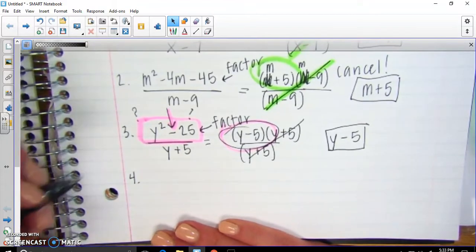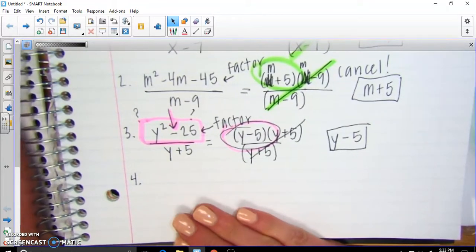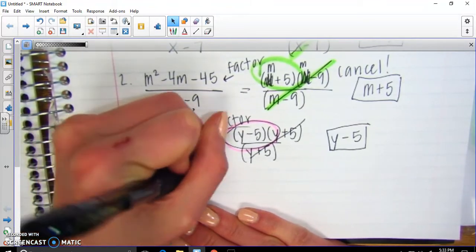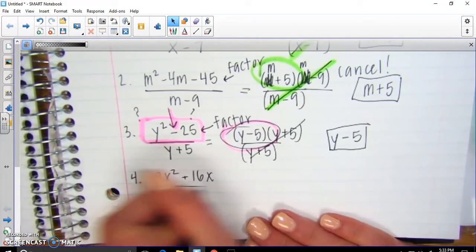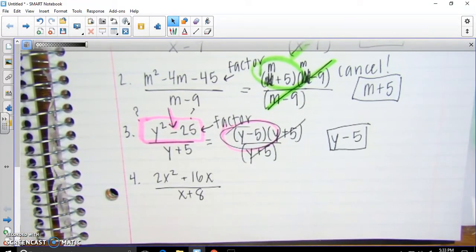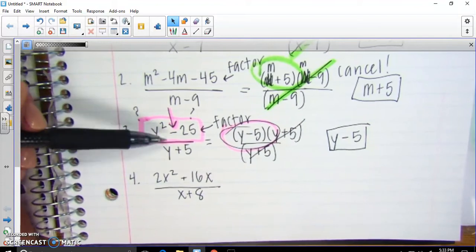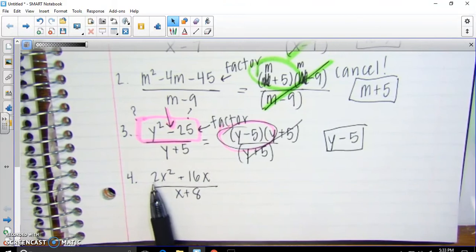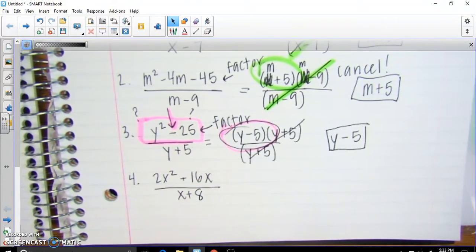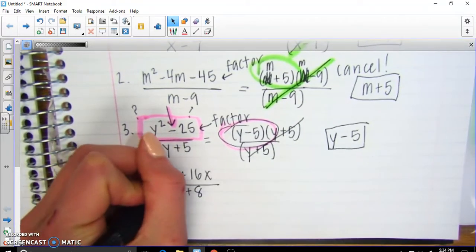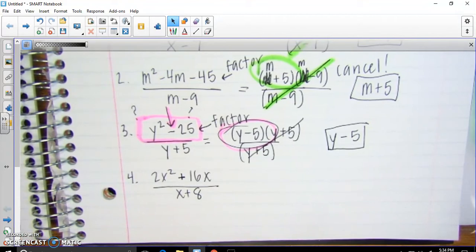All right, number 4. This is also going to be a binomial over a binomial. So 2x squared plus 16x over x plus 8. In the previous example, we had subtraction between 2 perfect squares. This is also a binomial. Could it be difference of squares? Could we use difference of squares to factor this? Well, we're not talking about subtraction. It's 2 terms being added together, so we definitely can't use that.